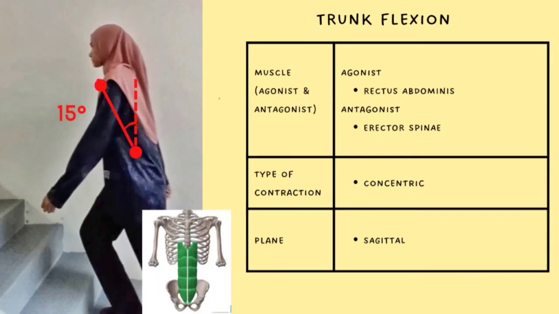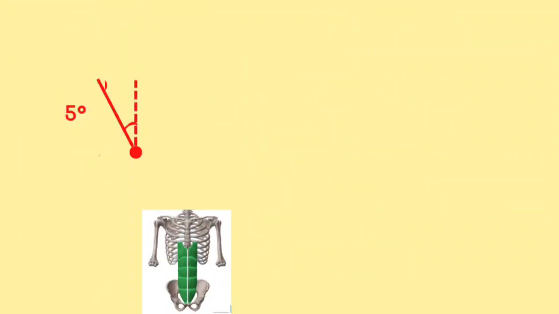Next, during climbing stair, trunk flexion occurs at 15 degrees. The agonist muscle is rectus abdominis and the antagonist muscle is erector spinae. These two muscles are vital to keep the stability and maintaining the posture during the movements. The plane of this motion is sagittal plane. When the trunk is bent forward, it is in concentric contraction.